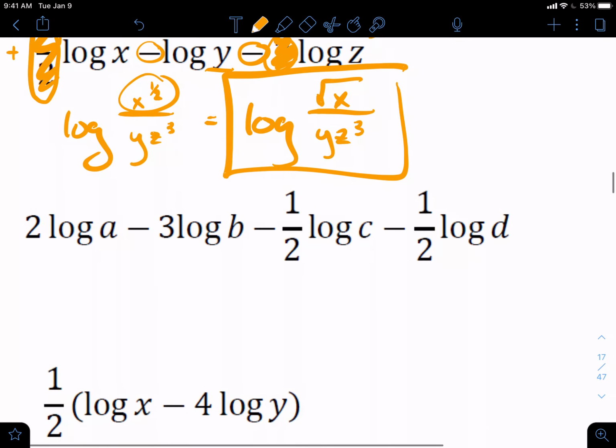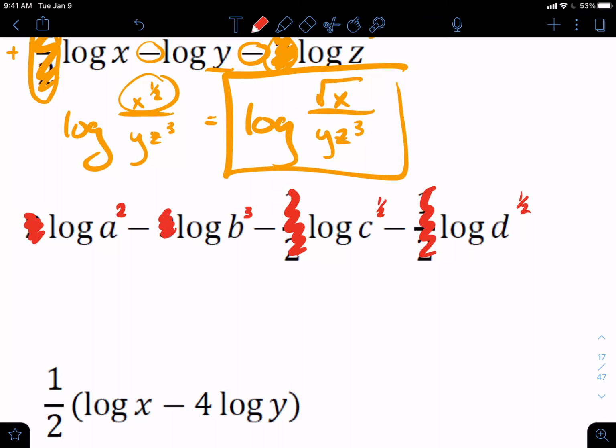Looking at the problem below, again, start with your coefficients. This 2, move it up top, scribble it out. The 3, move it up top, scribble it out. The 1/2, move it up top, scribble it out. The 1/2, move it up top, scribble it out. Once you've gotten that far, then it's time to rewrite. This is positive, so that's going to go on the top. So this will be log of a to the 2nd power on top.